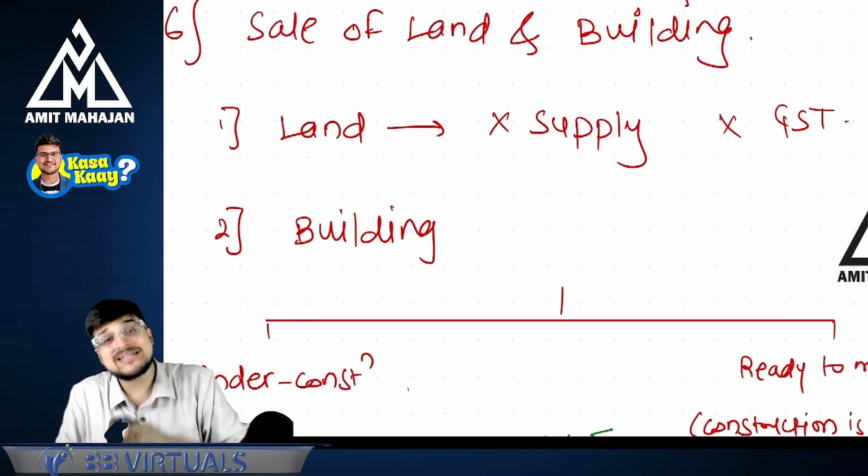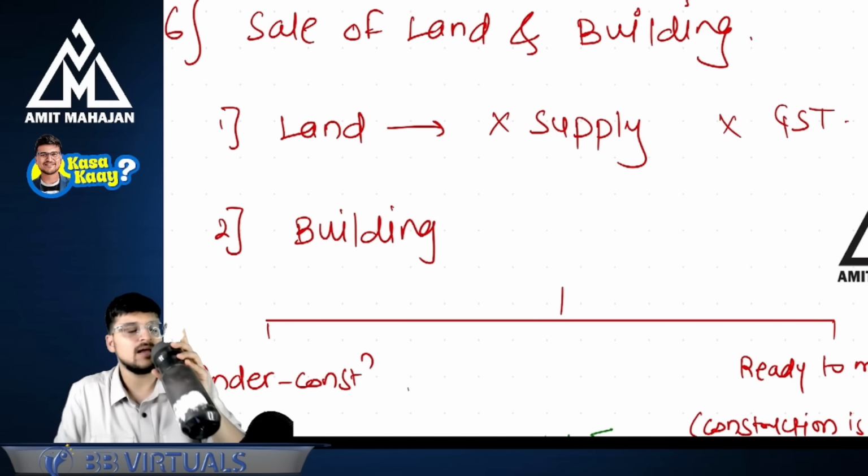But in case of sale of building, GST can be applicable. Sir, how come? How come GST is applicable on sale of building? Understand?